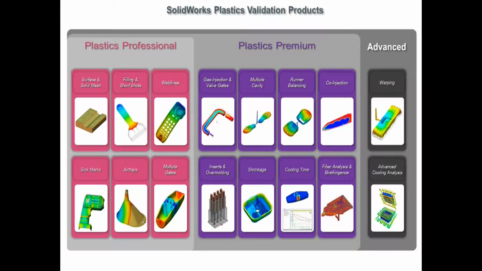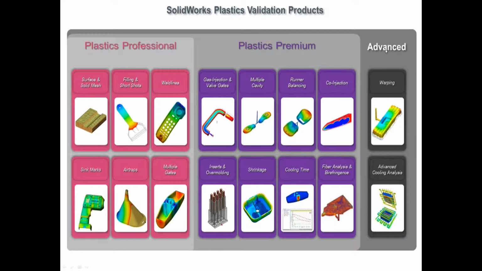So some of our validation products for plastics, I want to do a brief overview. We'll go into this a little bit more in detail later. But we have 3 different versions of plastics. We have a professional version, which mainly does surface and solid mesh. That's actually in all of them. All the weld lines, sink marks, air traps, multiple gates. When you get up to the plastics premium, then we get into multi-cavity. We can do runner balancing, co-injection processes, any types of overmold, shrinkage, cooling times. So this is the one that we try and get most people into. It's got a lot more tools for what you're going to be seeing.